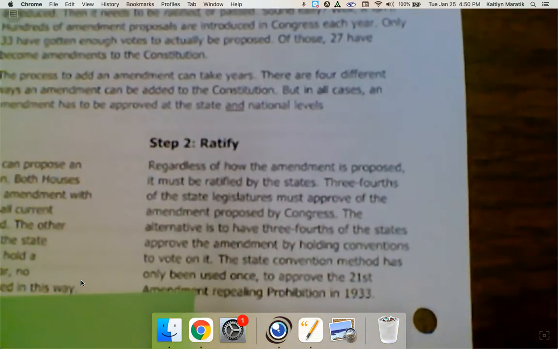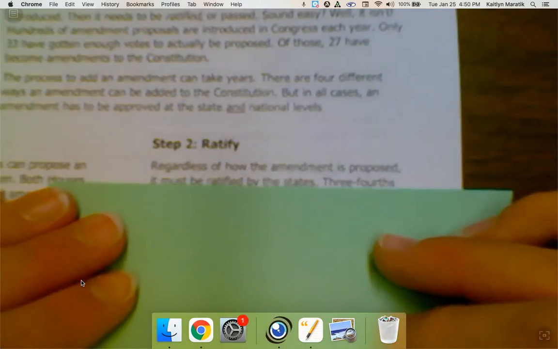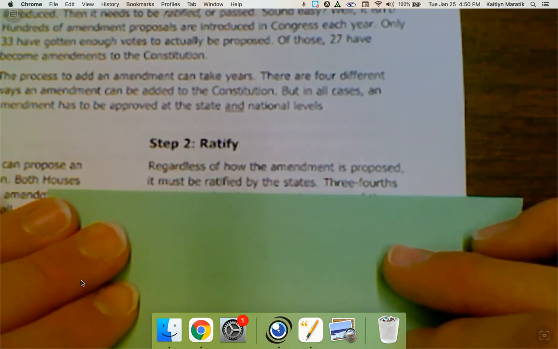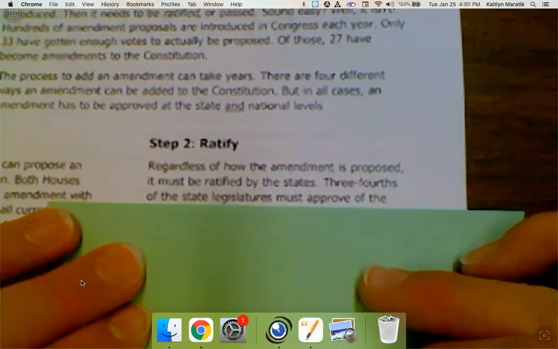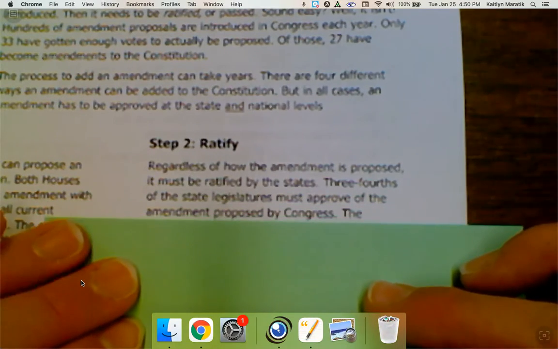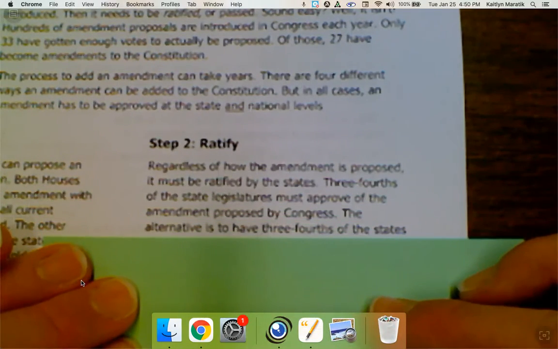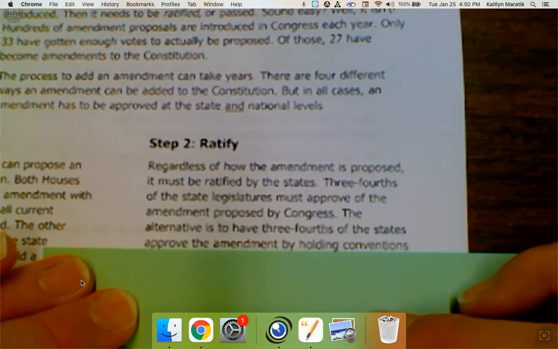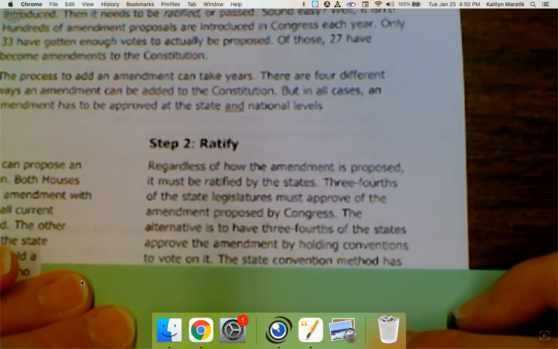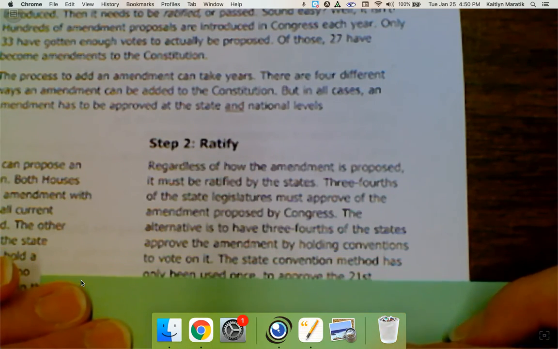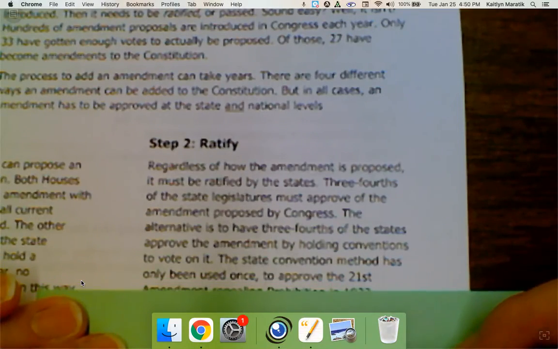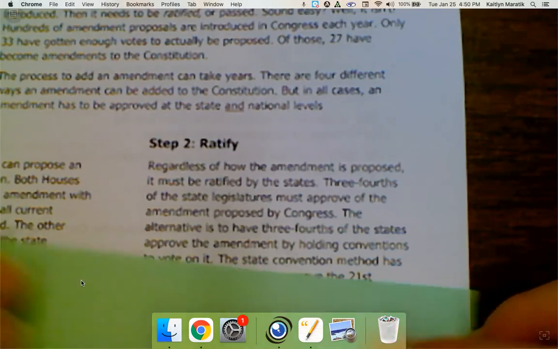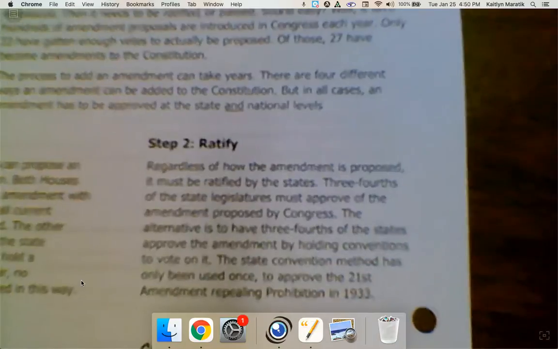Step 2. Regardless of how the amendment is proposed, it must be ratified by the states. 3/4 of the state legislatures must approve of the amendment proposed by Congress. The alternative is to have 3/4 of the states approve the amendment by holding conventions to vote on it. The state convention method has only been used once to approve the 21st Amendment repealing prohibition in 1933.